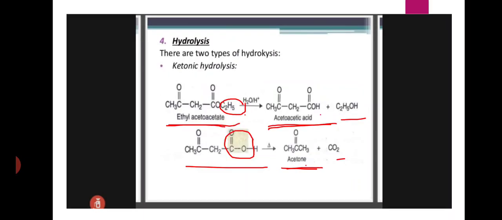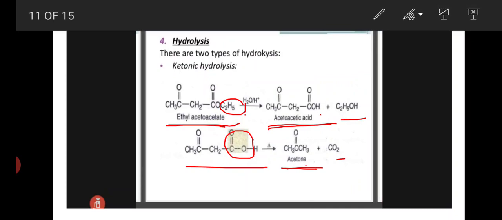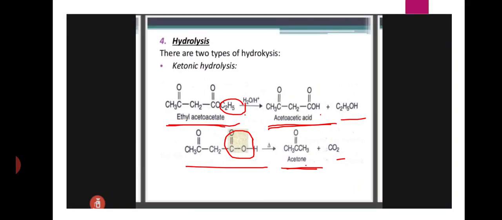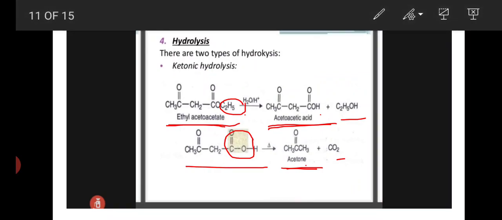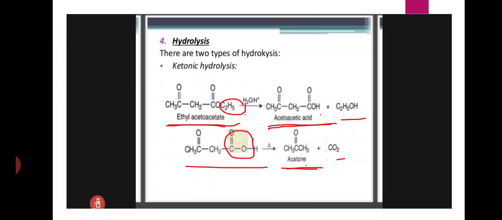Next is hydrolysis. There are two types of hydrolysis, ketonic hydrolysis and acidic hydrolysis. Here ethyl acetoacetate on hydrolysis is converted to acetoacetic acid and ethyl alcohol. This acetoacetic acid on heating loses carbon dioxide gas and forms acetone. Here a ketone is formed, so it is called ketonic hydrolysis.